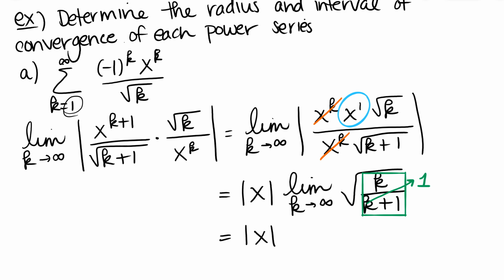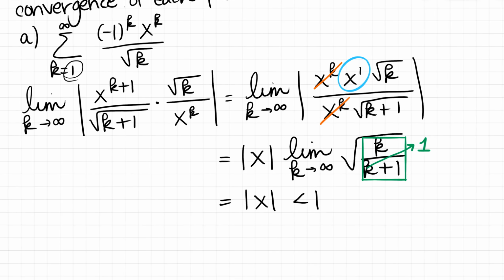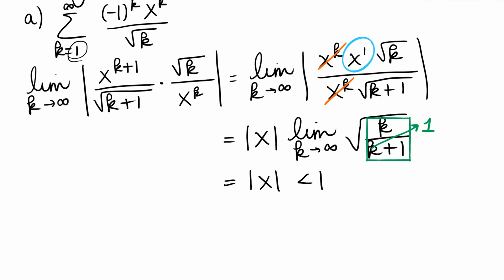This is why we use the ratio and root test. I know it converges when my limit is less than 1. All right, so look at what we have. I have the absolute value of x is less than 1. That means that x must lie between -1 and 1, right?